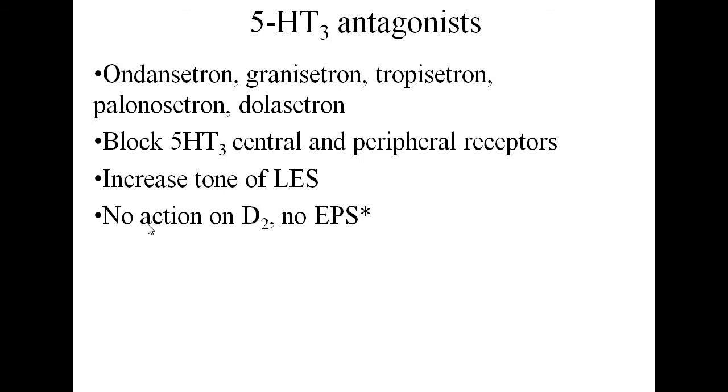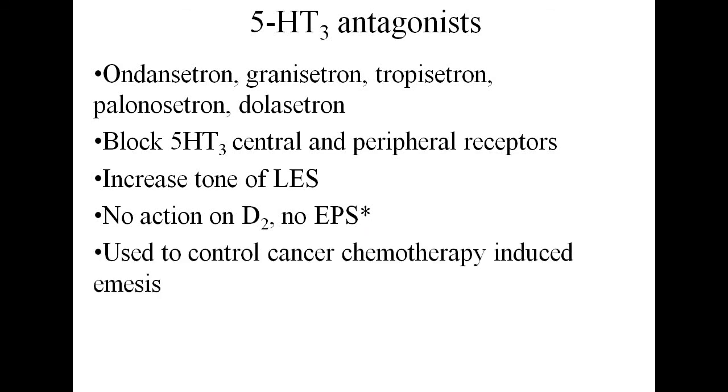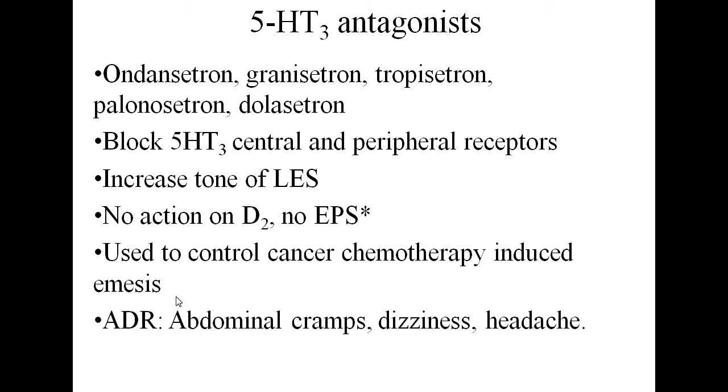Note that there is no action on the dopamine receptors centrally, therefore 5-HT3 antagonists do not produce drug-induced Parkinsonism or extrapyramidal symptoms. So the main use of the 5-HT3 antagonists, namely ondansetron, granisetron, tropisetron, is to control cancer chemotherapy-induced vomiting and nausea. The adverse effects are abdominal cramps, dizziness and headache.